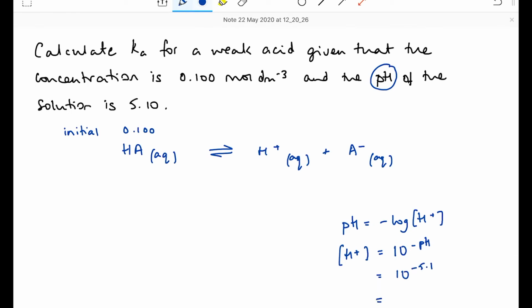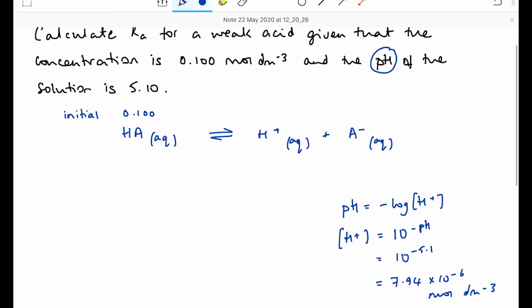When you plug that into your calculator, it comes out at 7.94 times 10 to the minus 6 mole per decimeter cubed. This is a really small number, which is what we would expect. Very few of our weak acid molecules, HA, are actually dissociating. So if I go back up here, at equilibrium, I know that the hydrogen ion concentration is 7.94 times 10 to the minus 6.